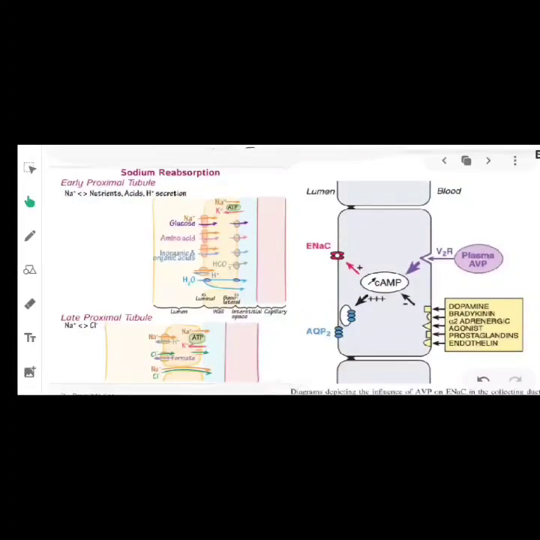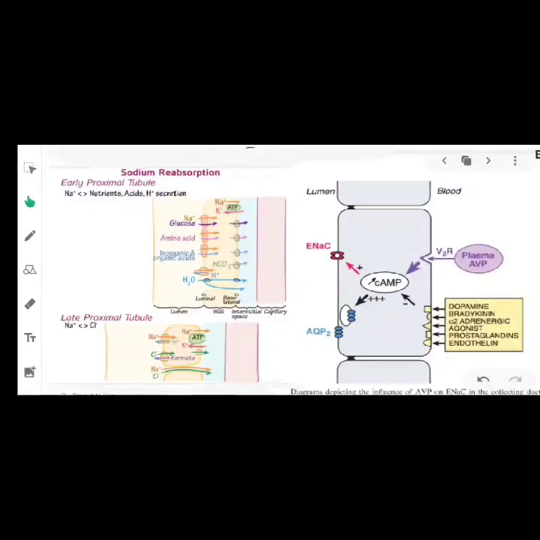So, when ADH combines with V2, it forms cyclic AMP, which in turn activates aquaporin, which functions as a water channel, and this increases the reabsorption of water in the DCT and collecting tubules, in the collecting ducts.